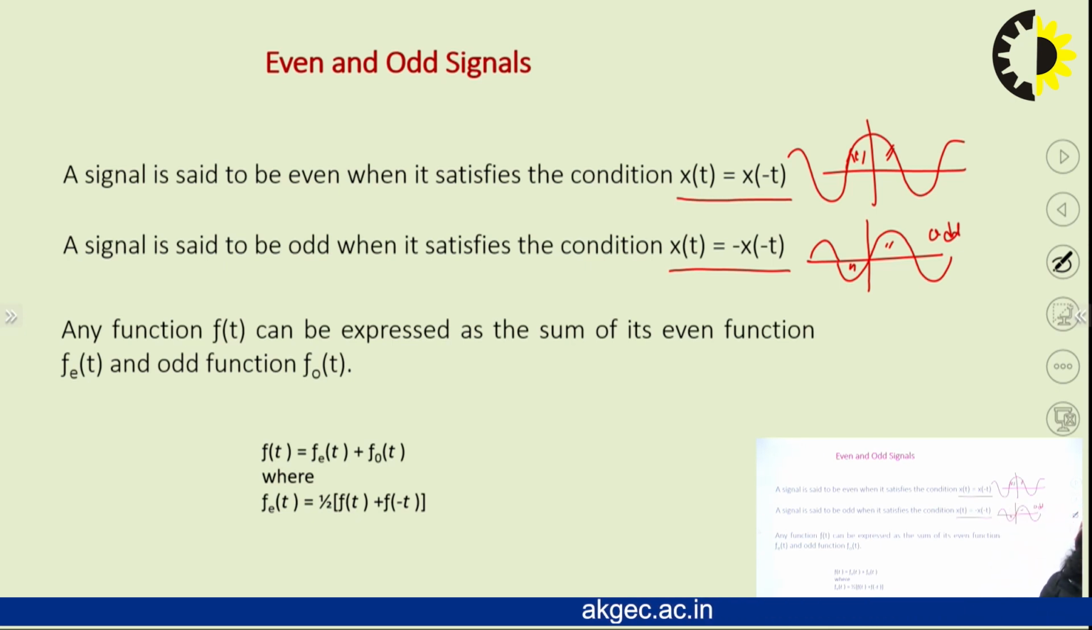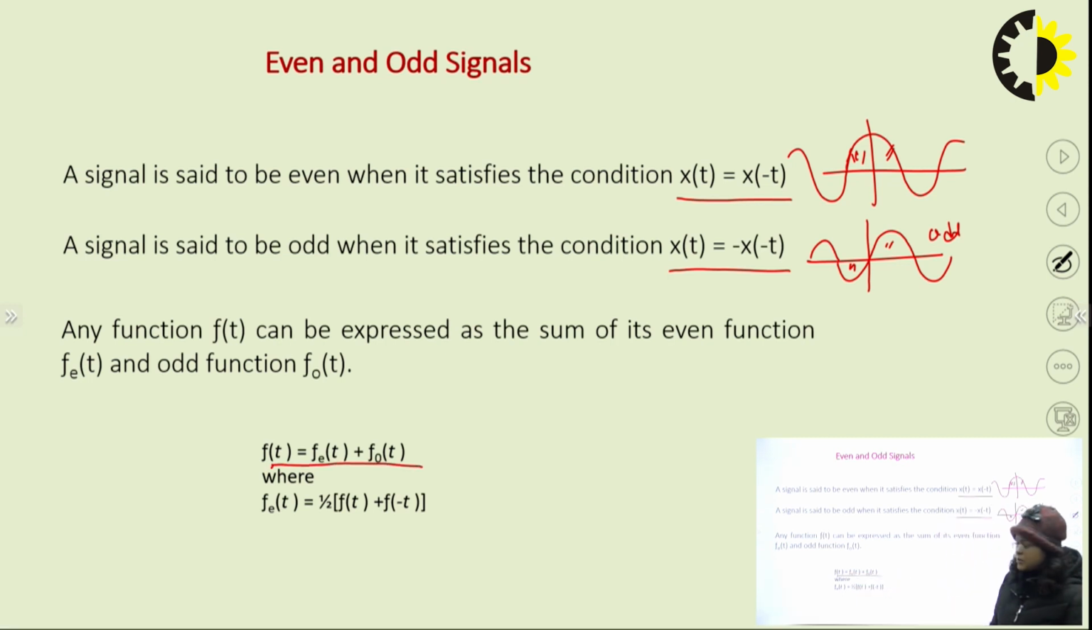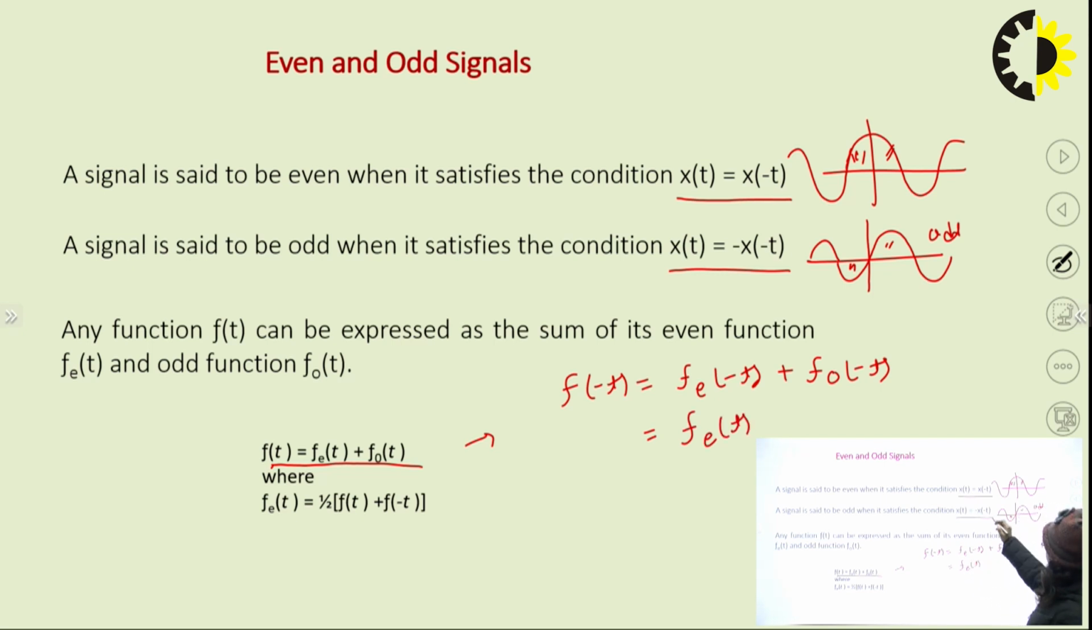And any general function can be expressed as a sum of an even signal and an odd signal. That is, any function can be written as even part plus odd part. We can easily find the even and odd parts separately by writing f(-t) is equal to f_even(-t) plus f_odd(-t). And for the even part, f(-t) is equal to f(t), that is f_even(t). And for odd, f(-t) is equal to minus f(t).